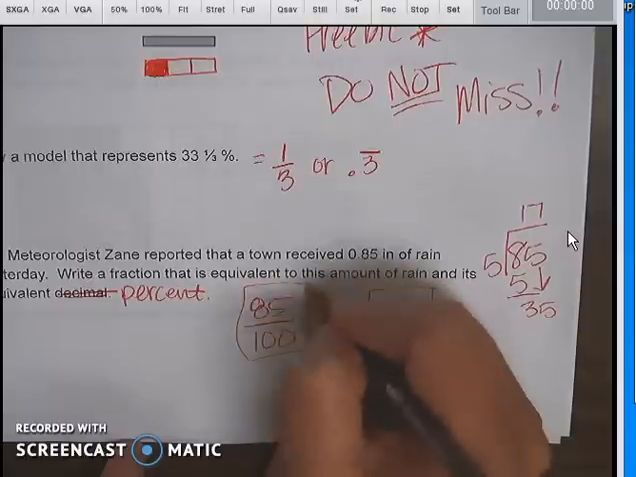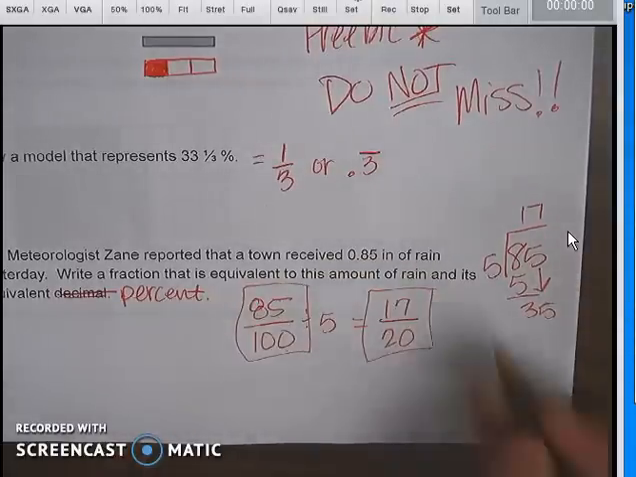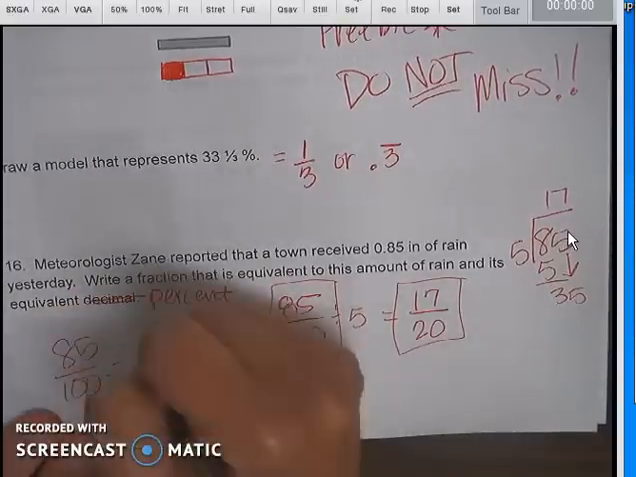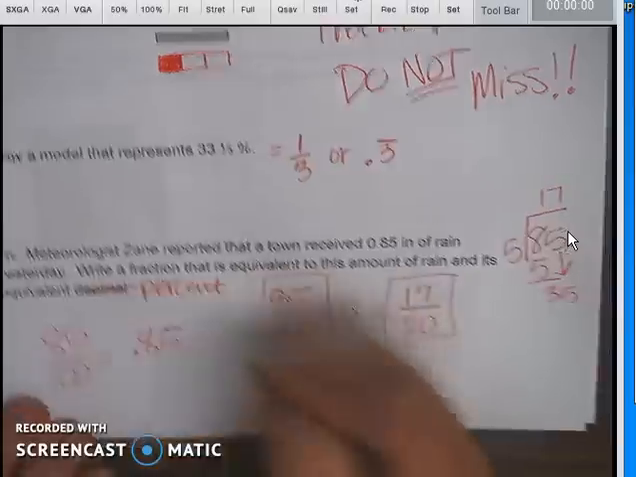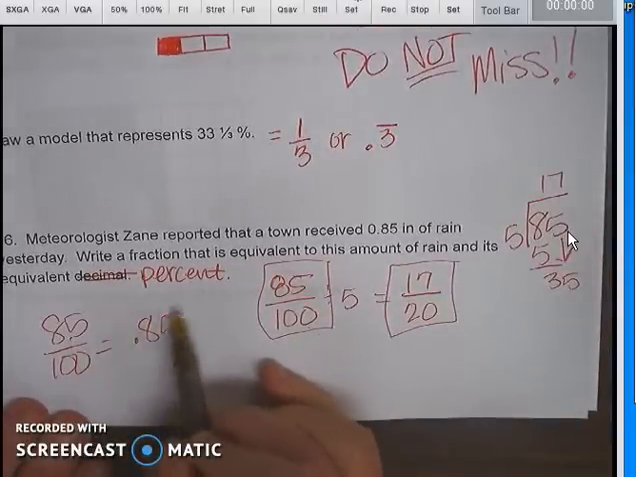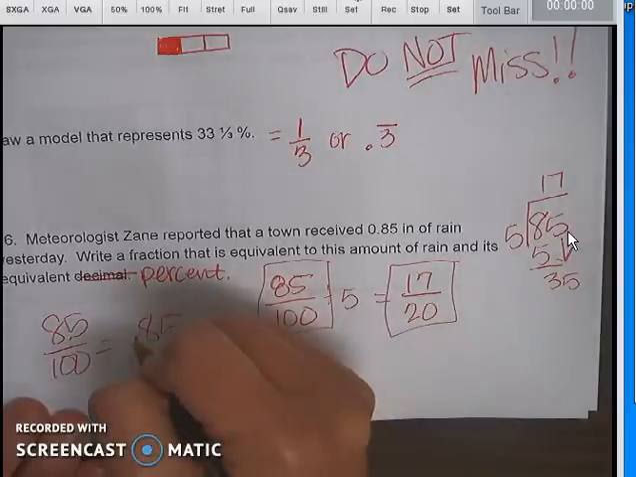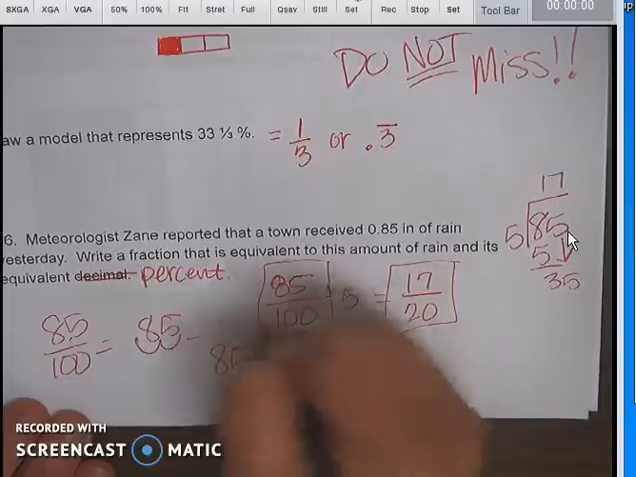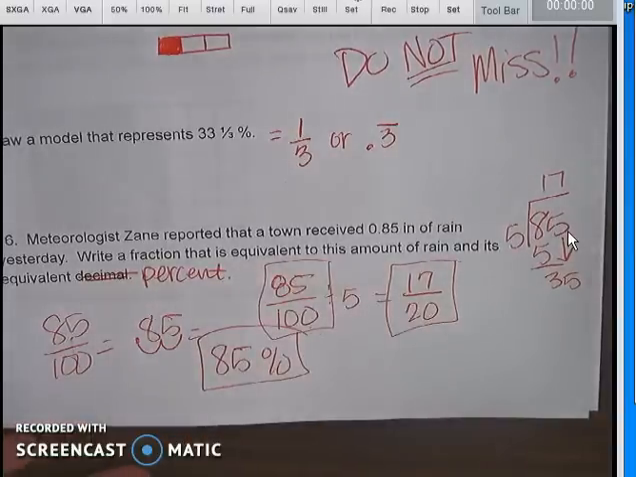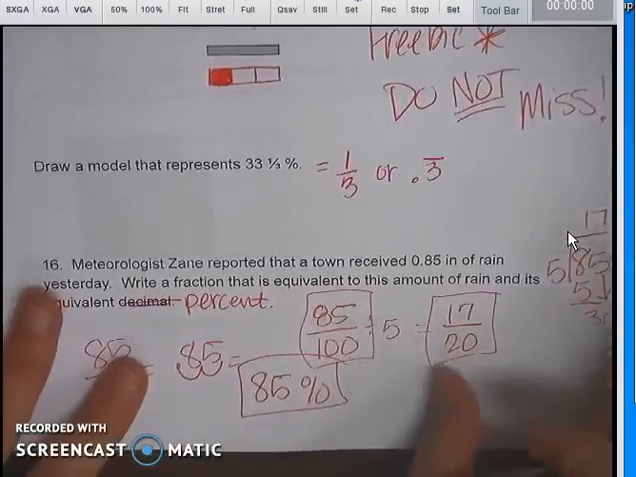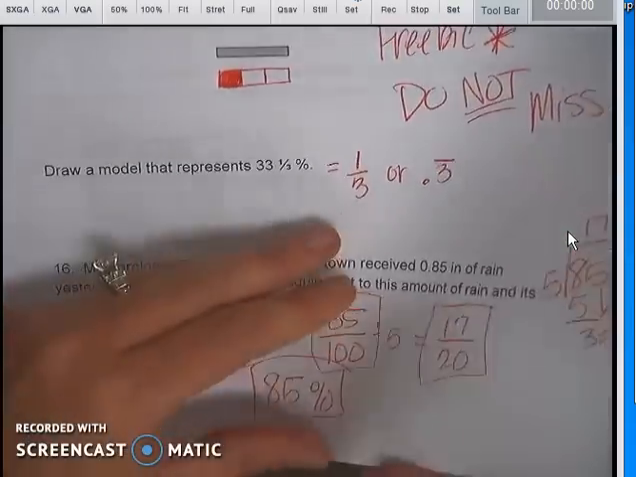So this is an equivalent fraction, but it also wants the percent. Well, 85/100 is 0.85. How do you go from a fraction to a decimal to a percent? Move the decimal 2 places to the right and you would get 85%. Also a freebie. Also a baby freebie. Do not miss this. This is something we've been doing all year.